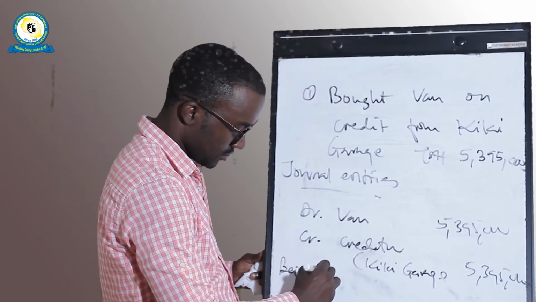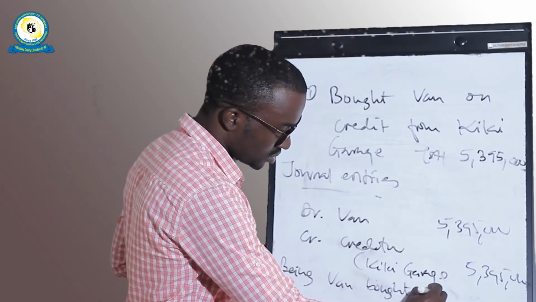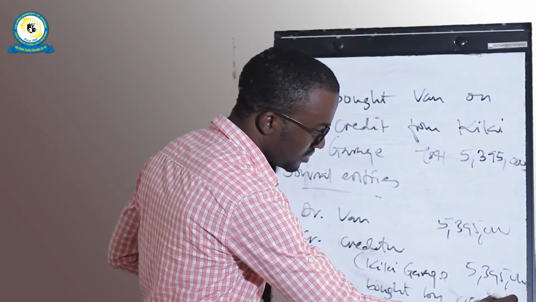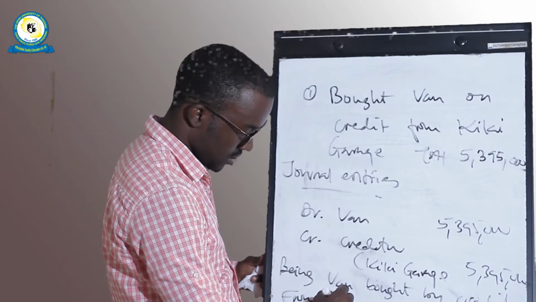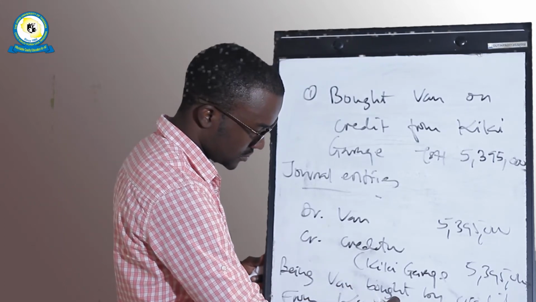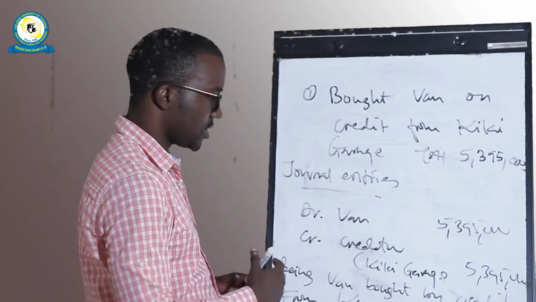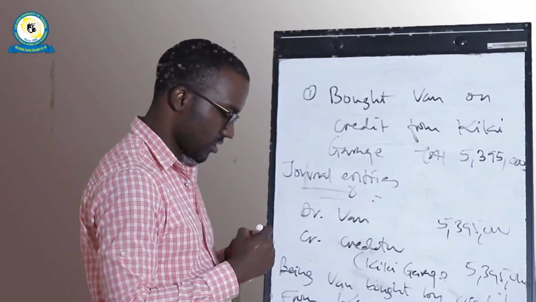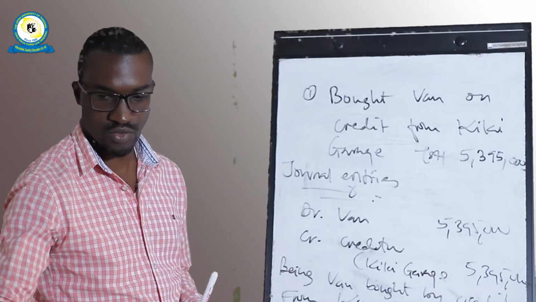Being a van bought by credit from Kiki Garage. Okay, so this is the journal entry. It is as simple as that. That is one that I wanted to show you.